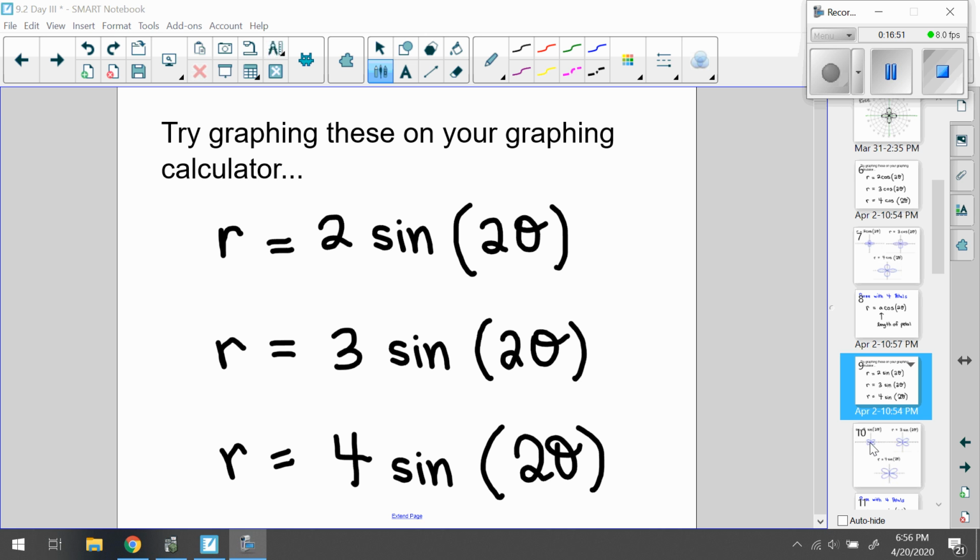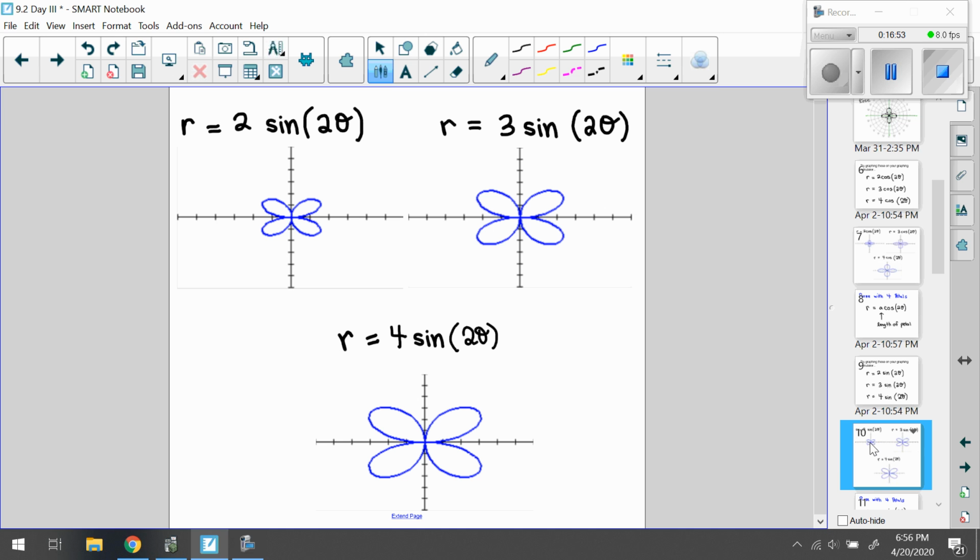And assuming you've done that, let's take a look and see if you have the same thing that I have. So it looks similar in many regards. It still looks like a rose with 4 petals. It looks like that outside number still affects the length of those petals. But you'll notice the orientation's a little bit different.